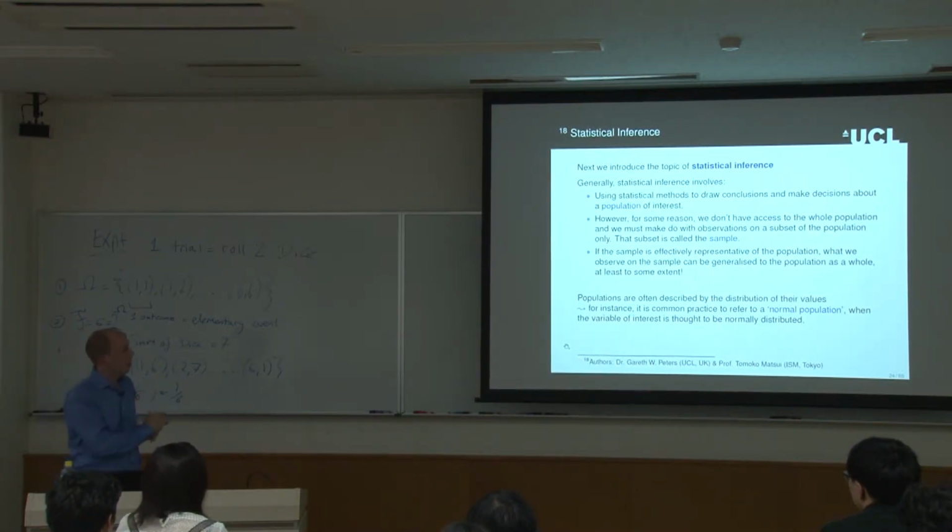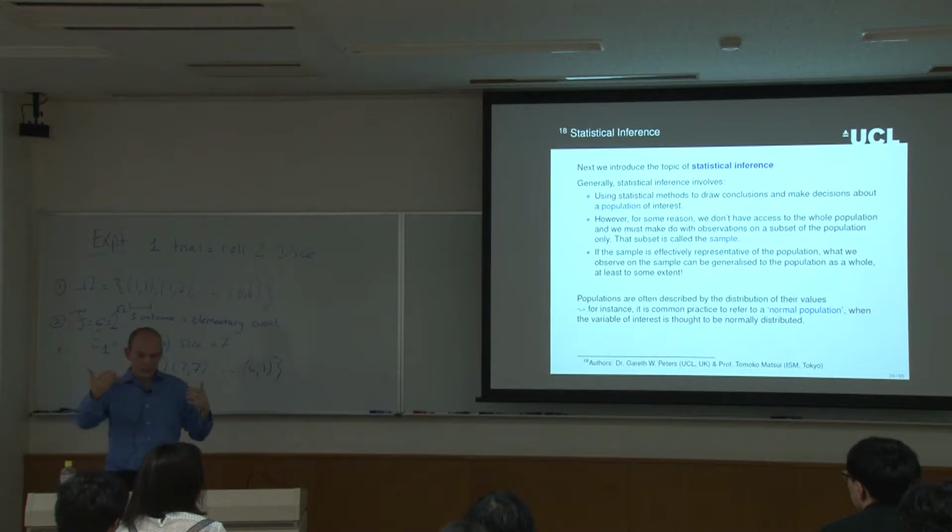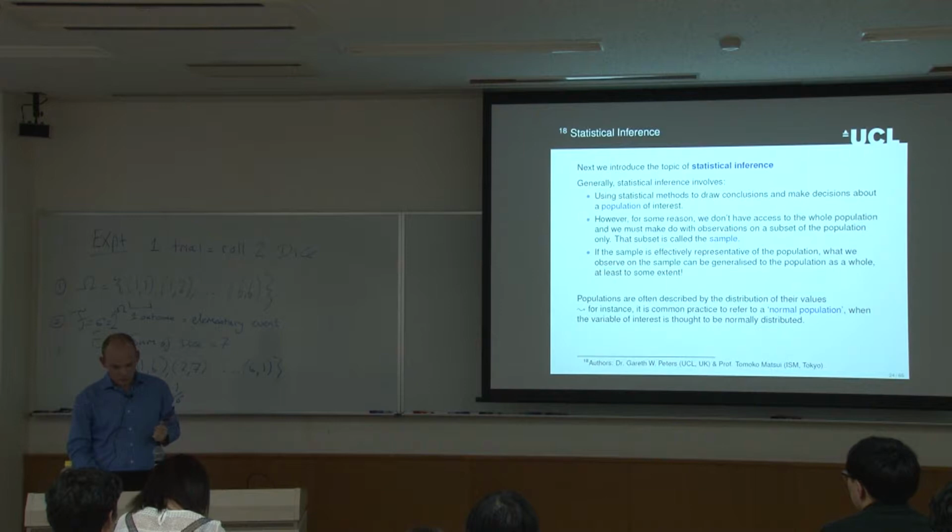So yeah, there's a small note here. Populations are often described by the distribution of their values. It's common practice to refer to a normal population when the variable you're looking at is thought to be a normally distributed variable. Okay, so that's just terminology.